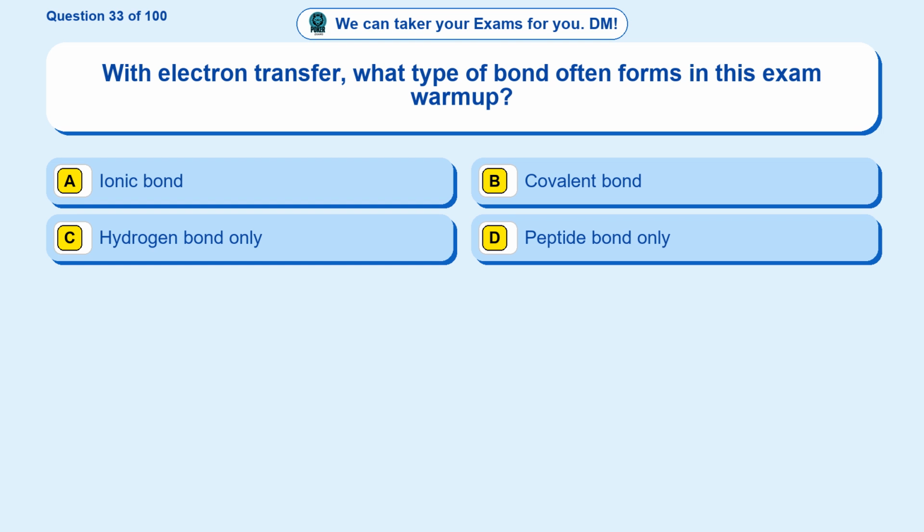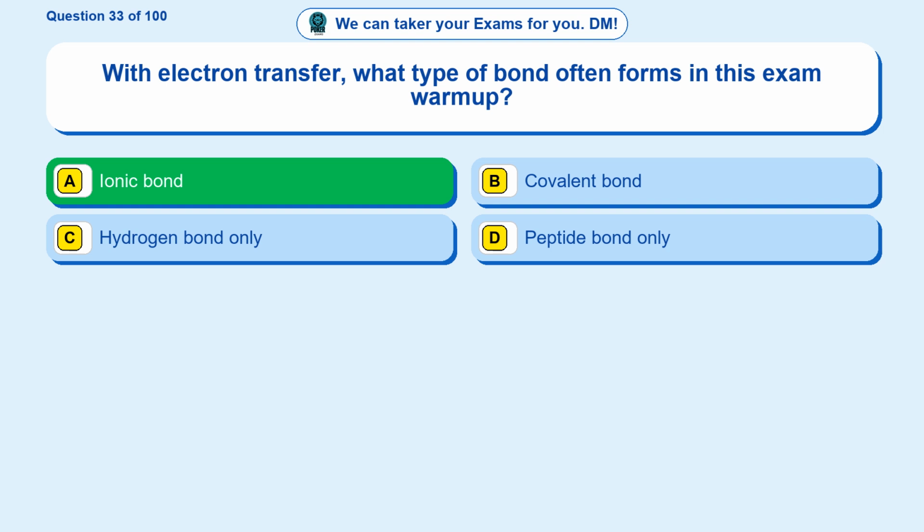Question 33. With electron transfer, what type of bond often forms in this exam warm-up? Option A, ionic bond. Option B, covalent bond. Option C, hydrogen bond only. Option D, peptide bond only. The correct answer is option A.